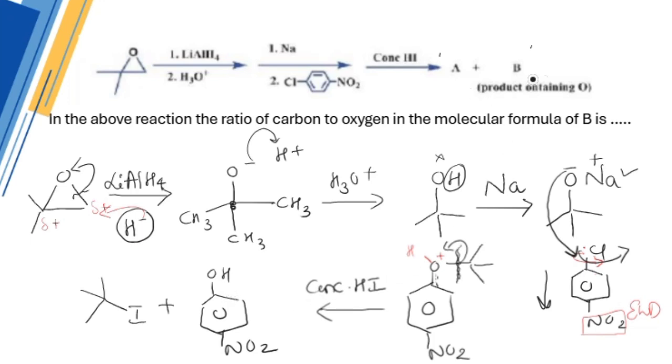So now, which is A, which is B? They're giving you a hint also here. The product containing oxygen. So this is a product containing oxygen. So I will mark this as B and this as A. Now, what is the question? You're supposed to take the ratio of carbon to oxygen. Very simple. No need to take mass and all. Okay, just count the number of carbons.